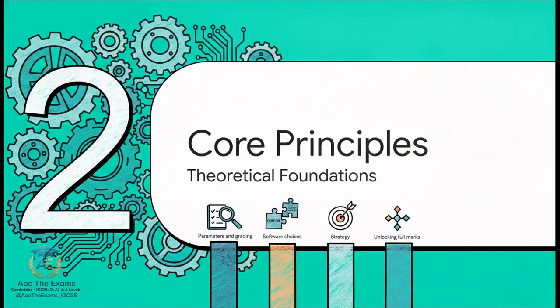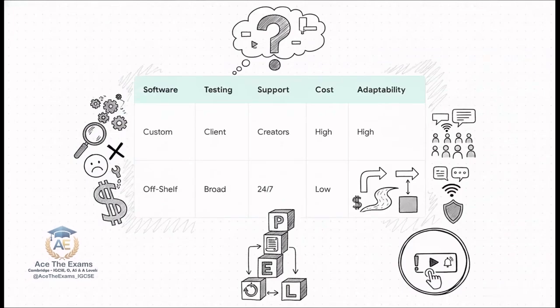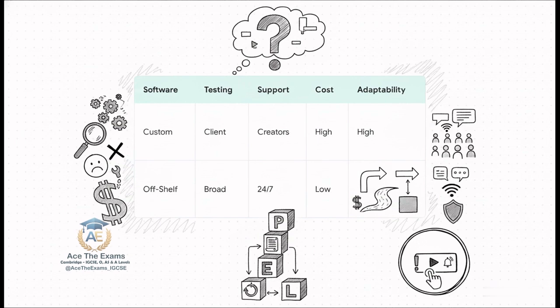And that brings us perfectly into section 2, core theoretical principles and building your foundational architecture. Okay, whether the question is about custom or off-the-shelf software, you absolutely must master the precise definitions and causal relationships across these 4 key pillars: degree of testing, level of support, cost, and adaptability. These are your heavy hitters.